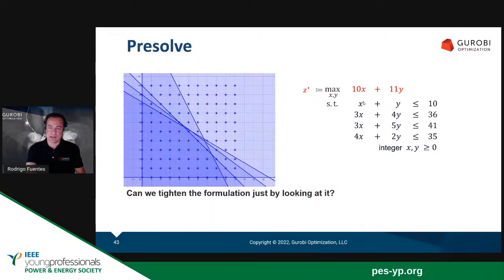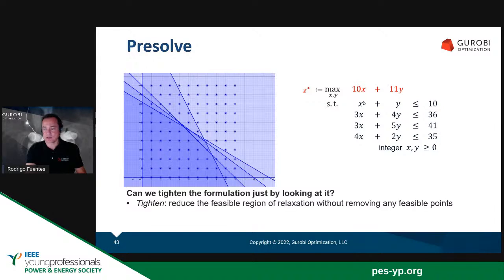Okay, so let's revisit this example. I'm going to talk about more things that are done within Gurobi to improve the solution of the problem. In this case, we're going to look at the pre-solve stage. First, we're going to look at this problem, and we can see if we can tighten the formulation without removing any feasible points. Let's see if we can do that.